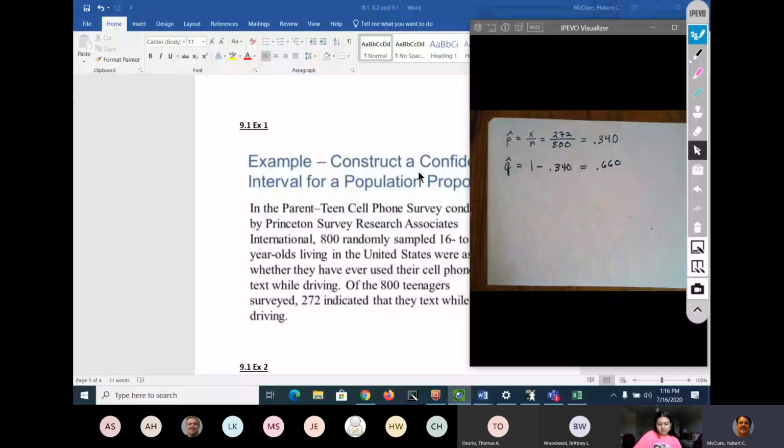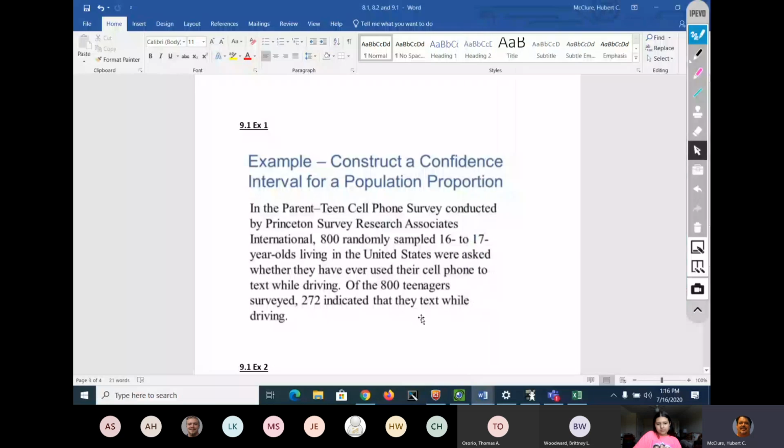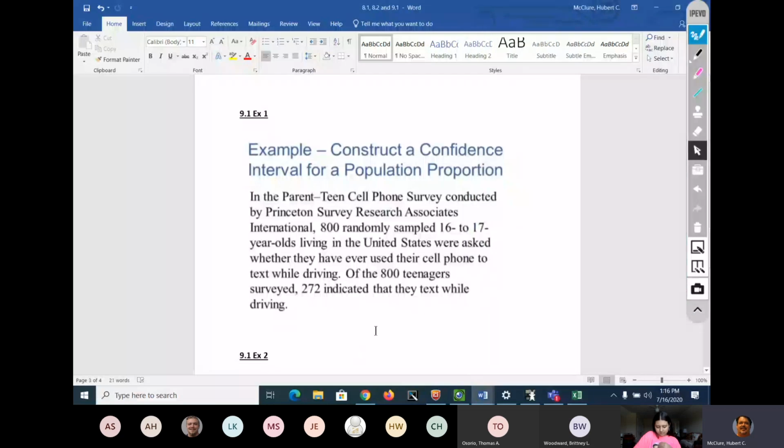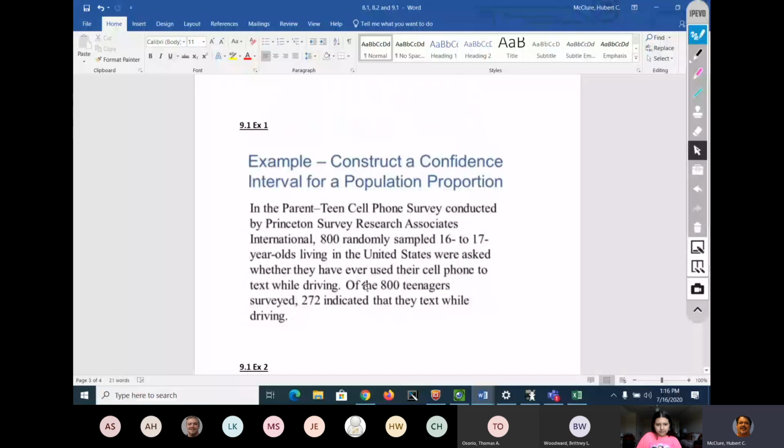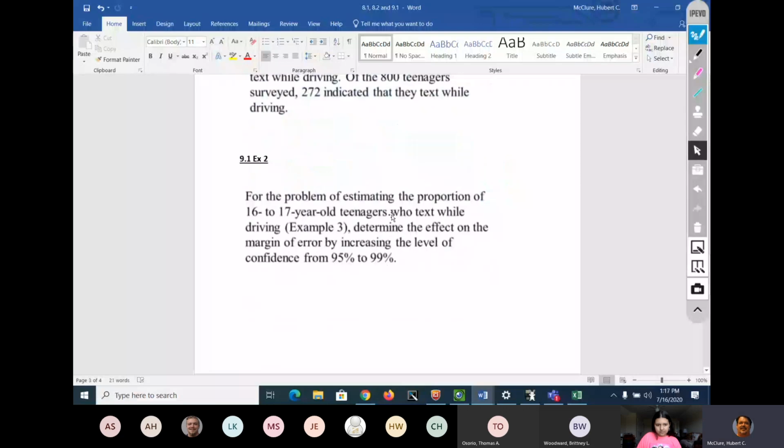They don't give us anything else, but you are able to find P hat. That's all that question is asking. They're going to ask the next part in this next section. So 800 randomly sampled students, and 272 out of 800 said that they text while driving. For the problem estimating the proportion, determine the effect on the margin of error by increasing the level of confidence. There's our 95%. So we're going to do two margins of error, one at 95%.